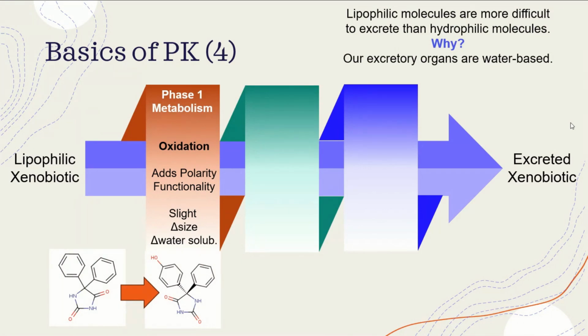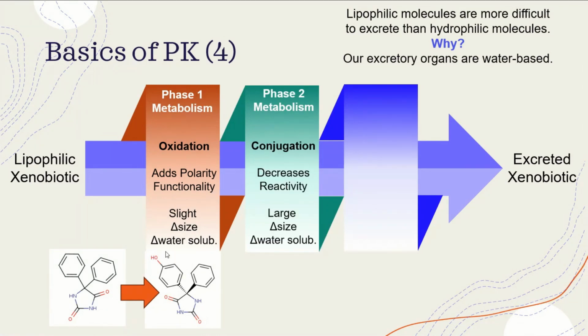So here's an example with phenacetin, which is metabolized to this 4-hydroxyphenacetin. Again, slight change in size, slight change in water solubility because we've added this polar group. Now, the next step in the metabolism is phase 2 metabolism, which is also known as conjugation. And this greatly decreases the overall reactivity, and it also substantially increases the size and the water solubility. So in this case, our phase 1 metabolite is glucuronidated, or we add the sugar molecule to it. And I think you can see that this is greatly increasing the size, the polarity, and the water solubility.